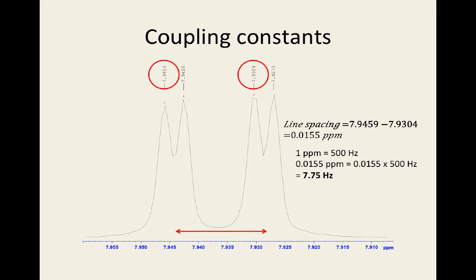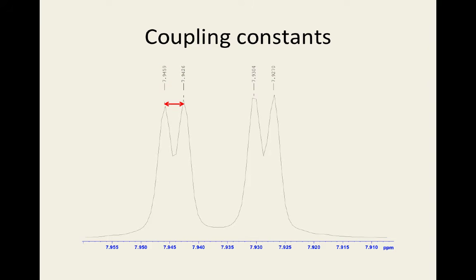On a 500 MHz instrument, 1 ppm corresponds to 500 Hz, so 0.0155 ppm corresponds to 0.0155 times 500 Hz, which equals 7.75 Hz. So this is the line spacing in Hertz, in other words the coupling constant. As this is an aromatic proton, this corresponds to an ortho coupling to a neighbouring hydrogen.